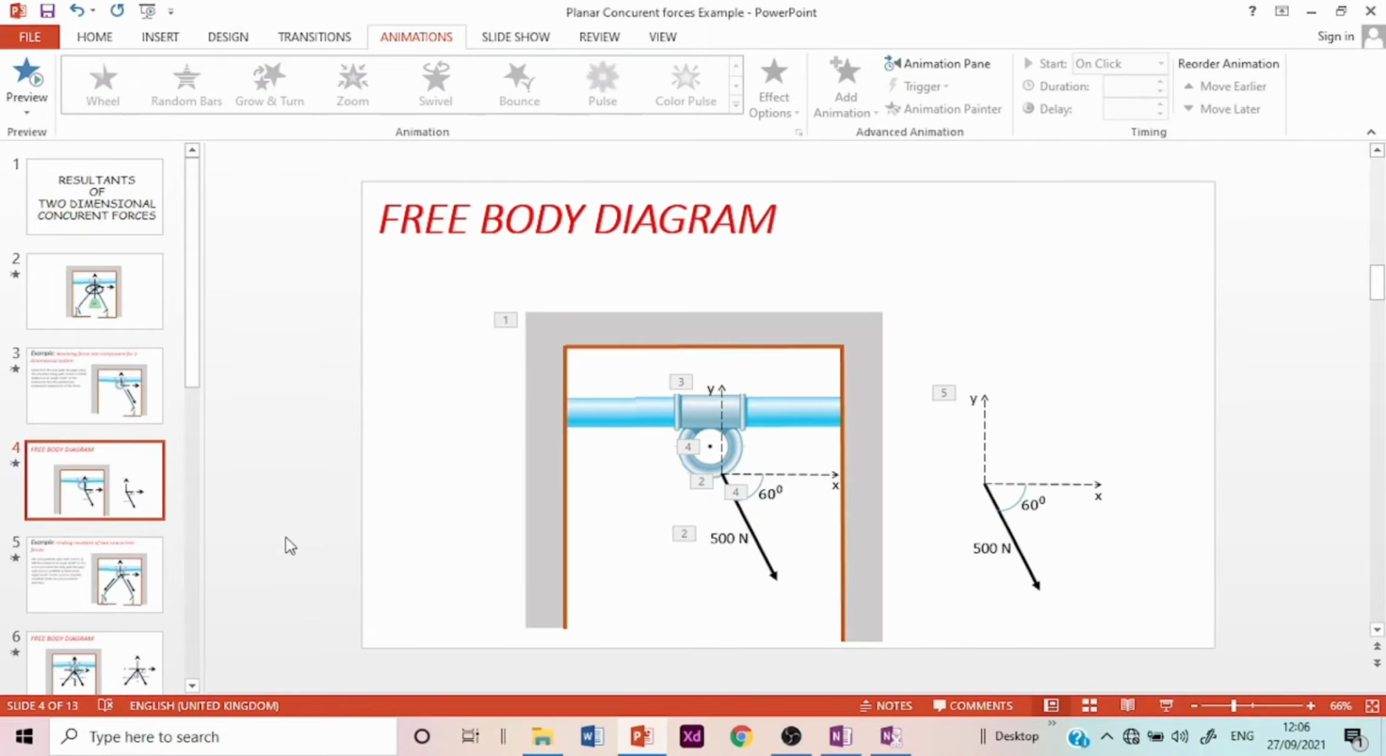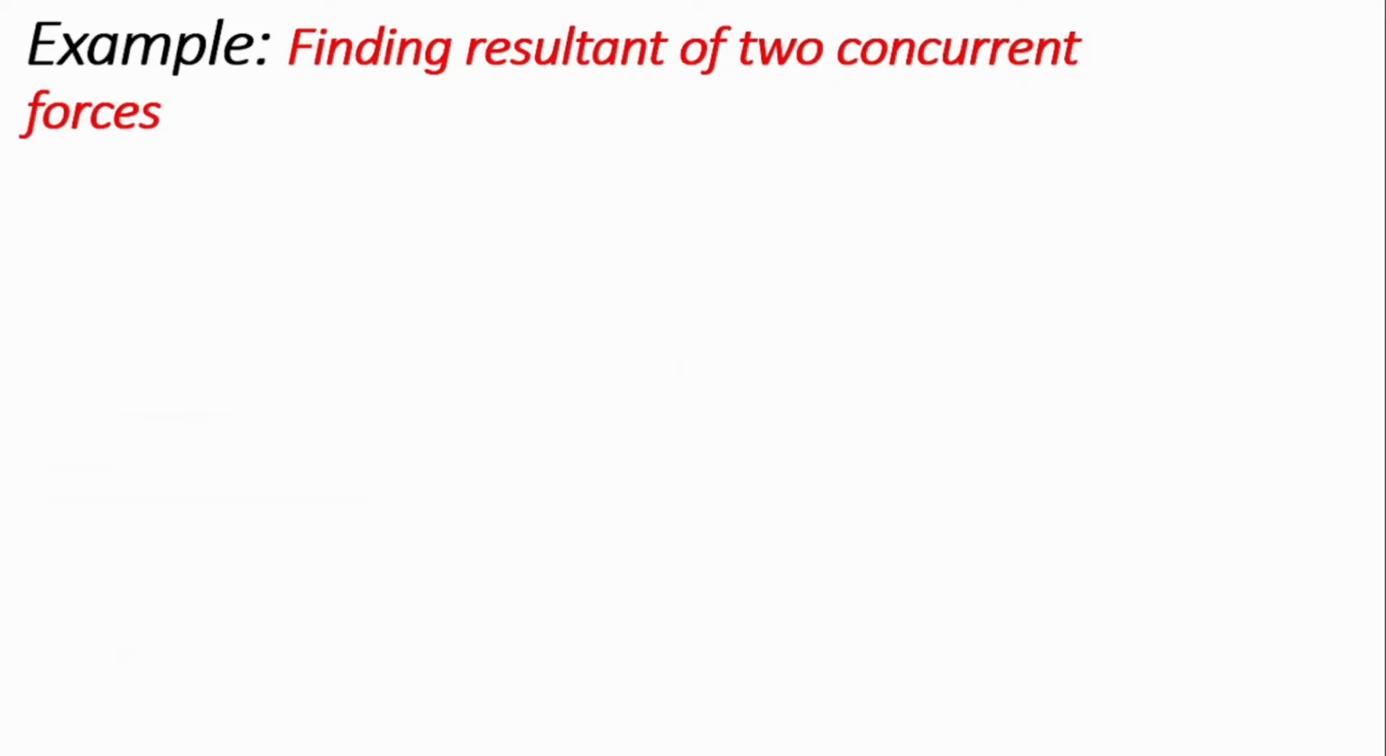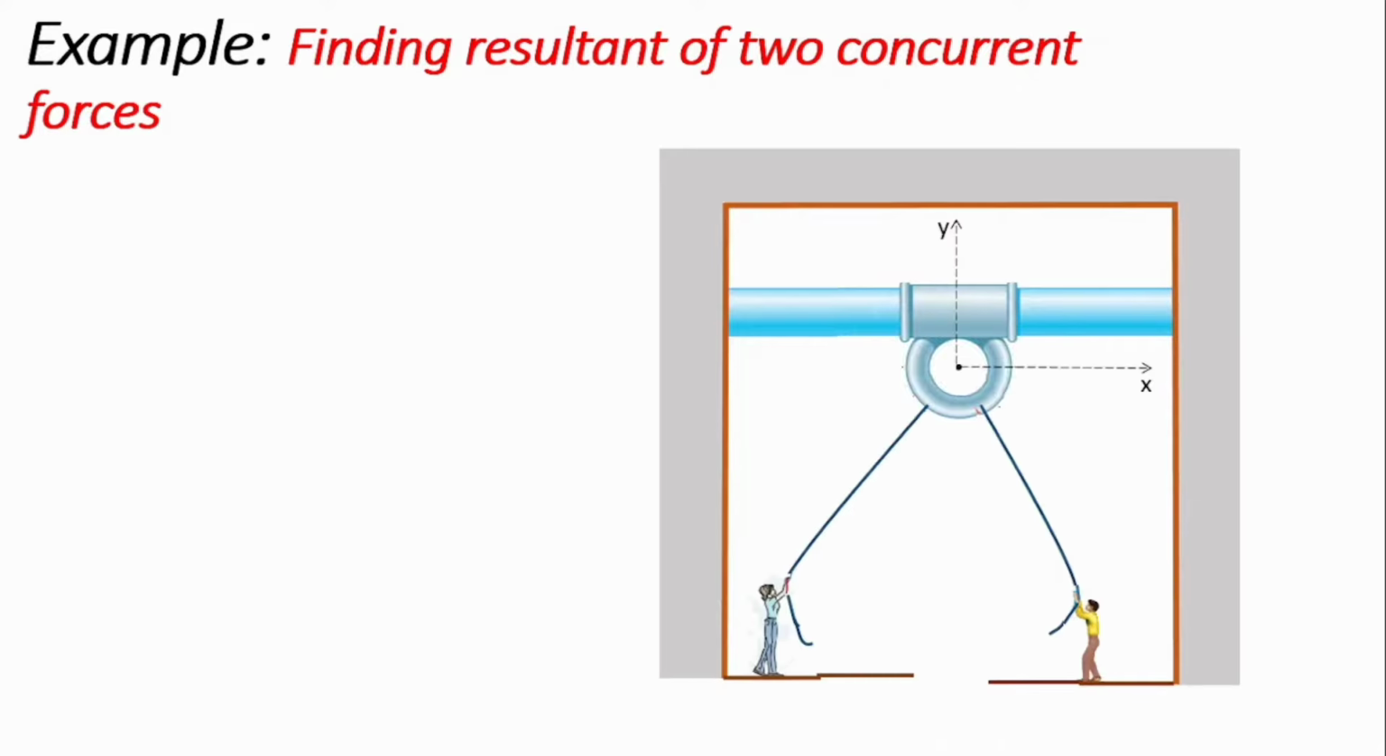So we're quickly going to see another example that involves finding the resultant of two concurrent forces. So if we have the same system, but this time around we have two people pulling the pipe from two different directions, and they have their respective directions as well. We can quickly see that these two forces meet at a point.